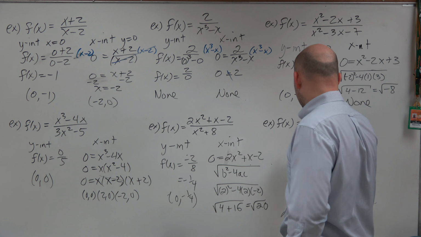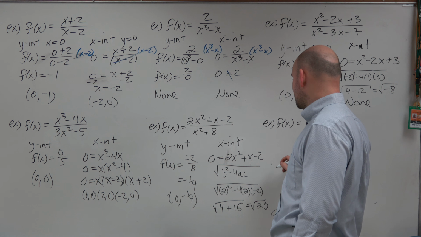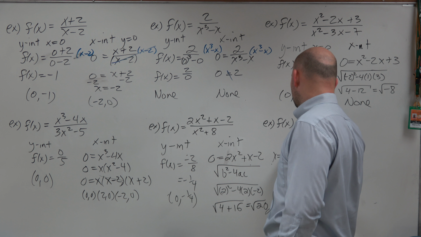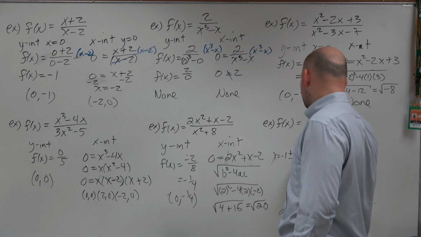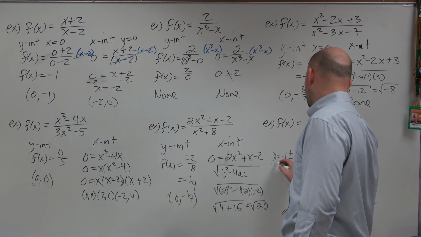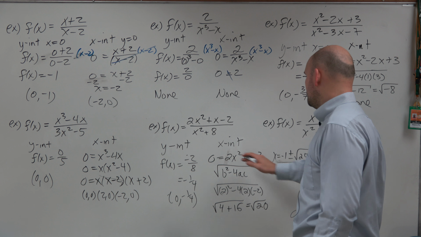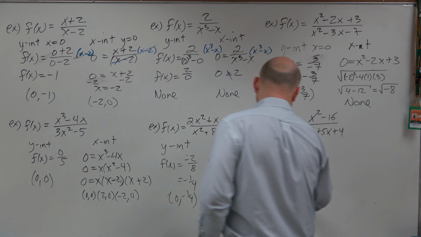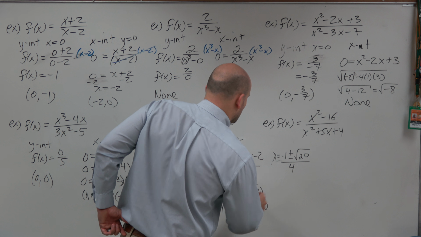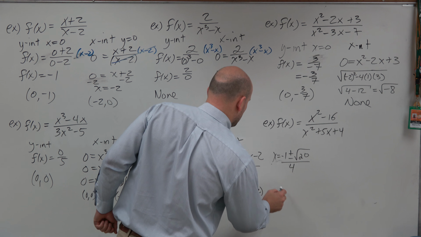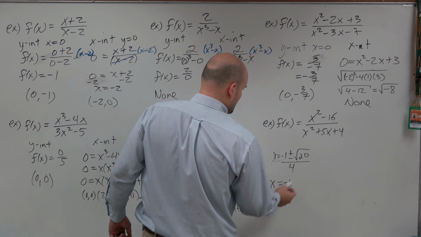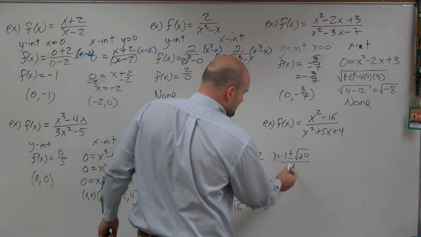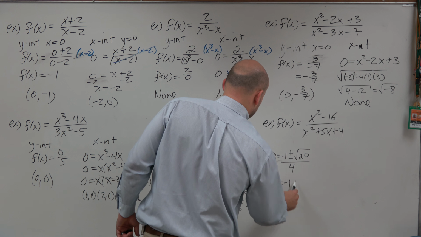So to actually borrow a little space over here, to do the rest of the quadratic formula, x equals opposite of b, so that's going to be negative 1, plus or minus the square root of your discriminant, all divided by 2 times a, which is 4. All right, so therefore, my x-intercepts are going to be x equals negative 1. And again, you could divide the 4 into both of these.